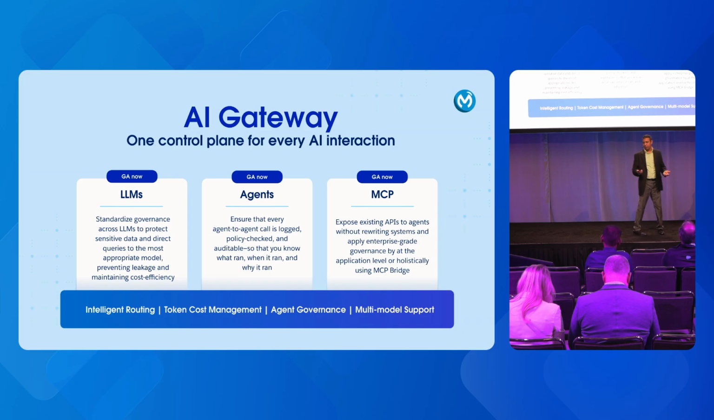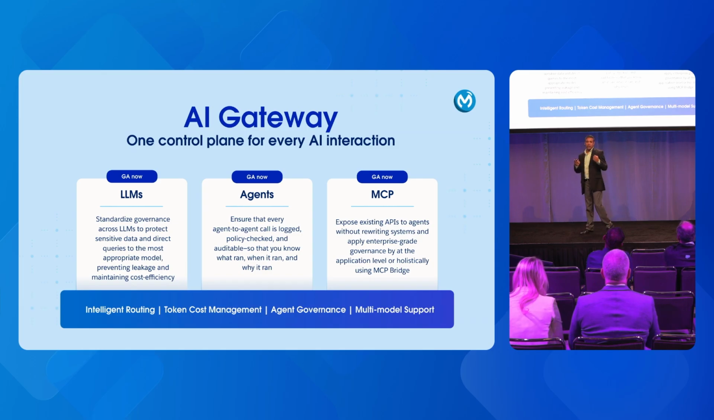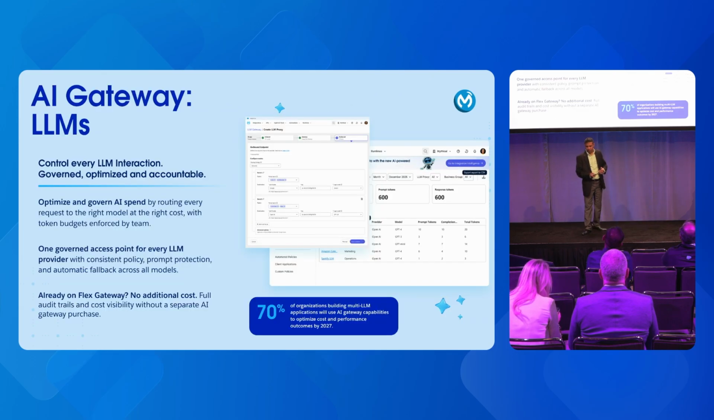Agents is where we're all banking on. Here you apply policies on top of agents, similar to how you would have applied API policies such as rate limiting. Now you would take that and extend it with a token rate limiting aspect. And then finally MCP: with MCP bridge, you can, without any rewrite, expose your current APIs as MCP servers and then build on top of that and take it to the next level.